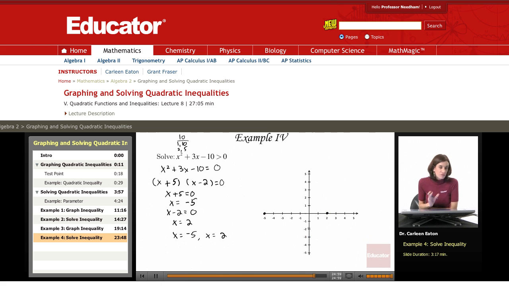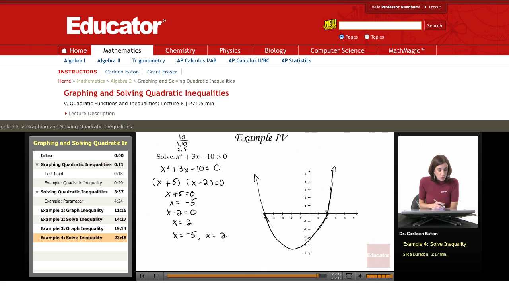Now, I could find the vertex, and I have been finding it, but you actually don't need it for these. All you need to know is that the zeros are here and this graph opens upward. So I'm just going to sketch this out. This is a parabola that opens upward, and I don't know exactly where the vertex is. That's okay, because I'm not concerned with that. What I am concerned with are these points right here.